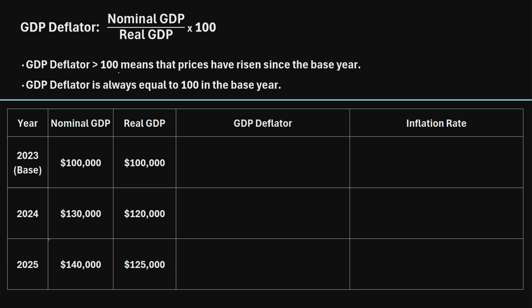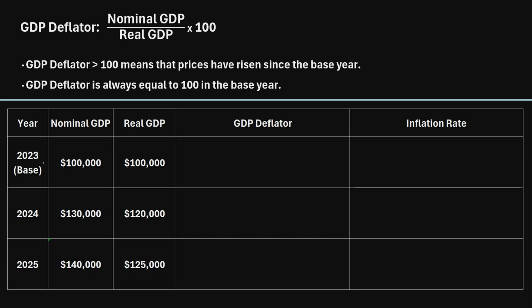to some base year. So if we calculate the GDP deflator and it comes out to a number greater than 100, it means that prices have risen since the base year. And it's worth noting that the GDP deflator is always equal to 100 in the base year. So let's check out an example of how to actually calculate the GDP deflator.